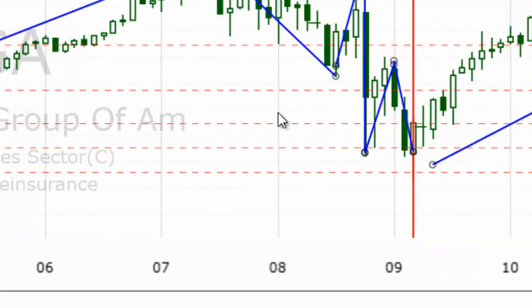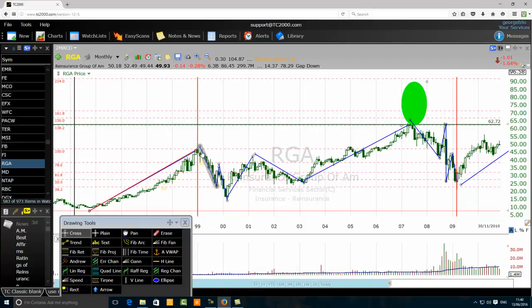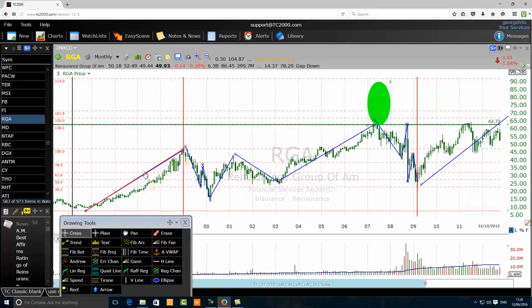Good. And will you agree that it came down like this? Yes. So how many waves did we get? 1, 2, 3, 4, 5. So now we have 1, 2, 3, 1, 2, 3, 1, 2, 3, 4, 5. Is that a flat correction? Yes. Those are the internal waves of a flat correction.